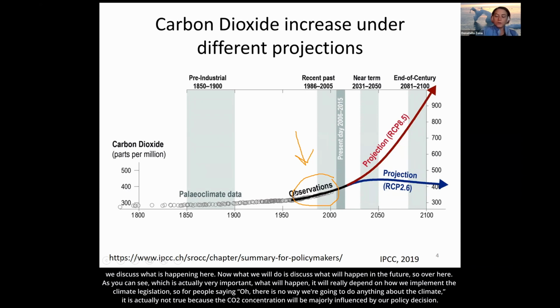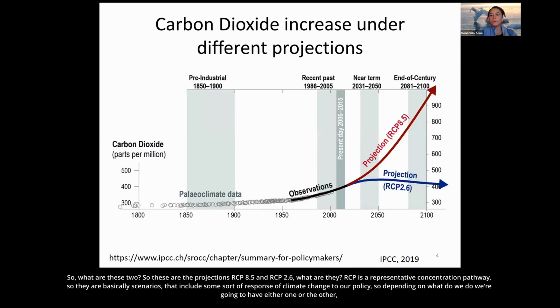Now, what we will do is discuss what will happen in the future. So over here, as you can see, which is actually very important, what will happen will really depend on how we implement the climate legislation. So for people saying, oh, there is no way we're going to do anything about the climate, it's actually not true, because the CO2 concentration will be majorly influenced by our policy decisions.